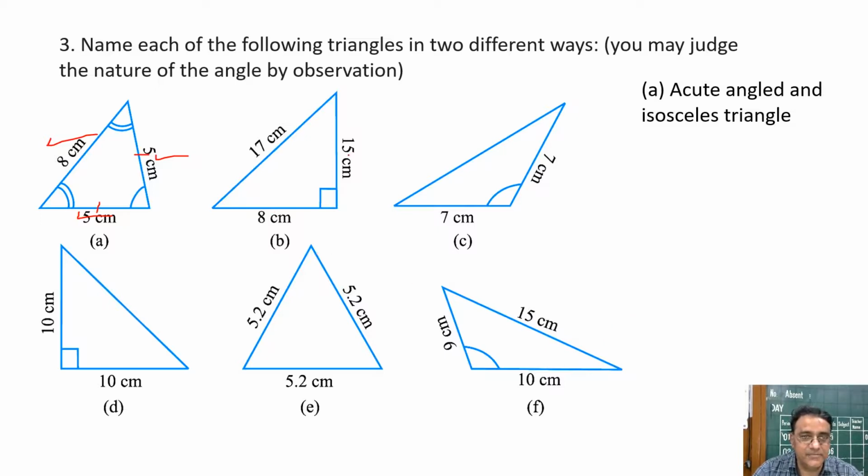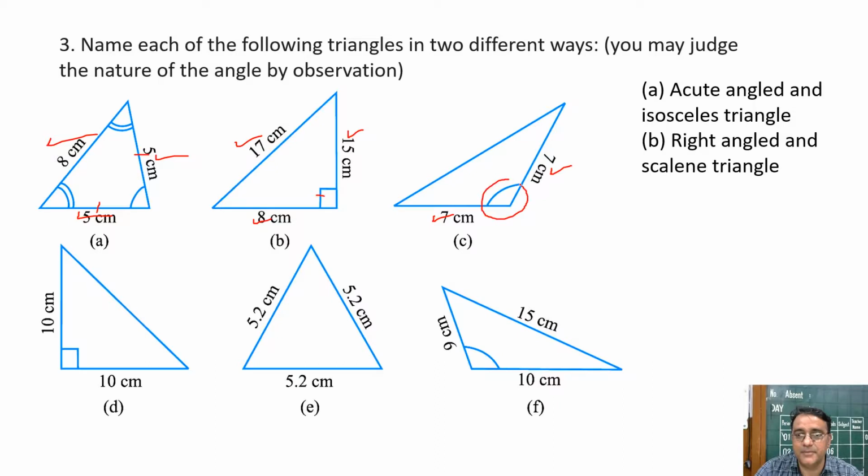Now the next one, see, all sides are different, 15, 17, 8. So based on side, this is scalene triangle and one angle is 90 degree. So it is right angle triangle. Right angled and scalene triangle, right? This is the answer. Now the next question, the two sides are equal. So isosceles triangle and this angle is obtuse angle. So obtuse angled and isosceles triangle.